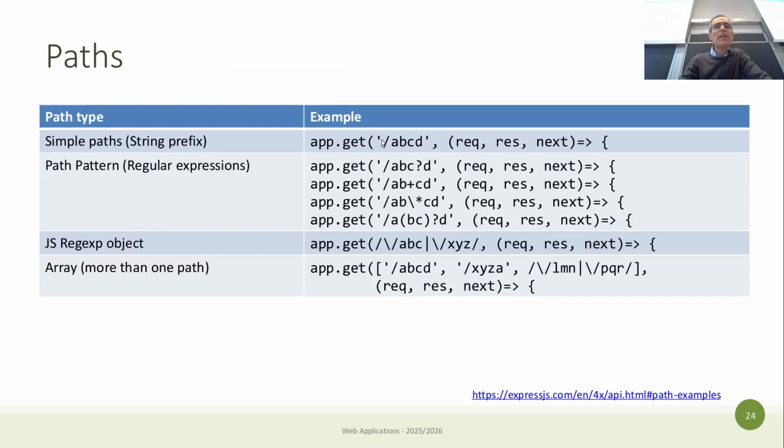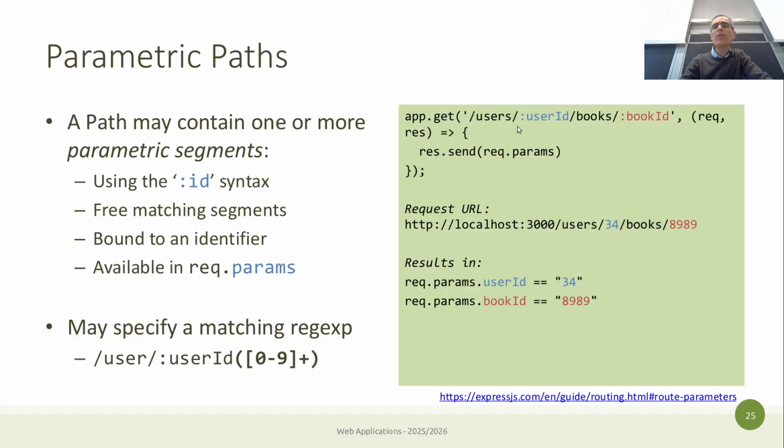Okay. Path can also be expressed in a parametric form, well, with a regular expression, but maybe it's not so useful. What instead is very, very useful, and we will use it a lot in our course, is that you can make one or more parts of the path parametric, using simply the colon syntax, okay? Users, colon, userId. So userId is not a string, it's just a name of something that you can use later on in req.params, okay? It's defined by whoever wrote the route, okay?